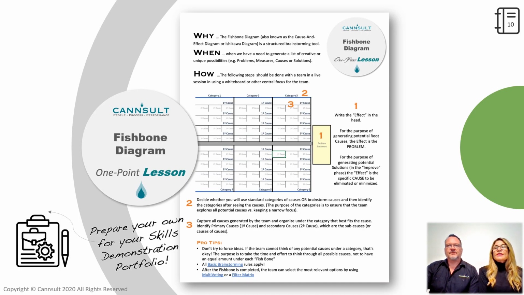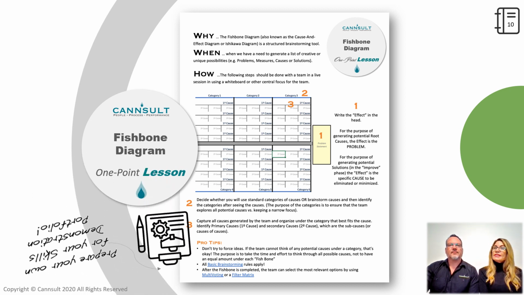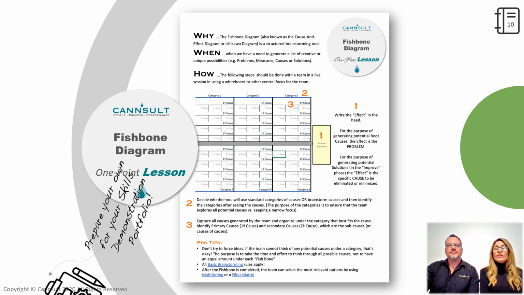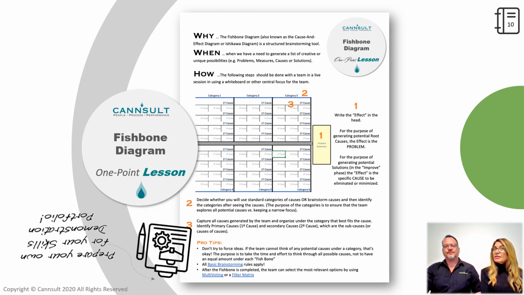And your one-point lesson for the fishbone diagram. We'll cover more brainstorming tools and advanced techniques in the improve phase, but this is a great tool to start, even at the early stage of measure, to begin collecting the team's ideas about what might be causing the problem.